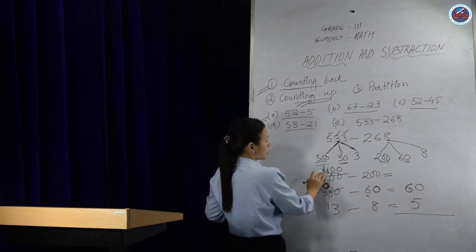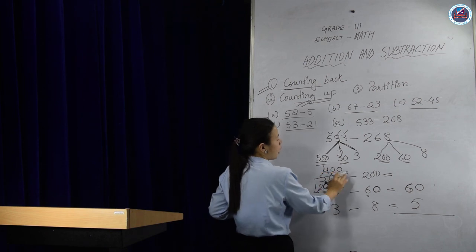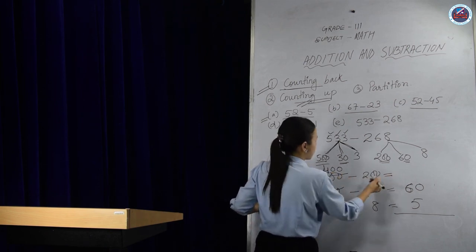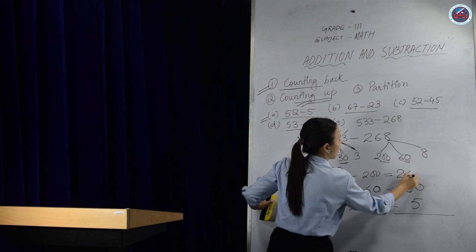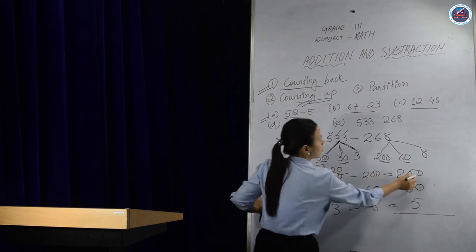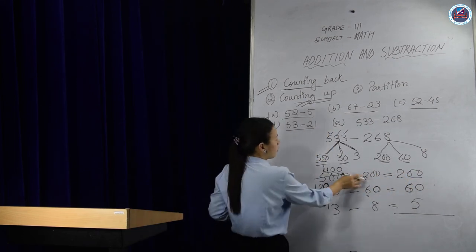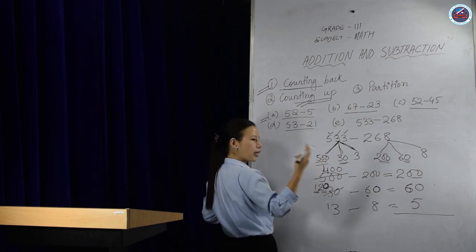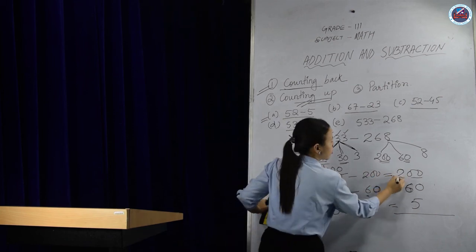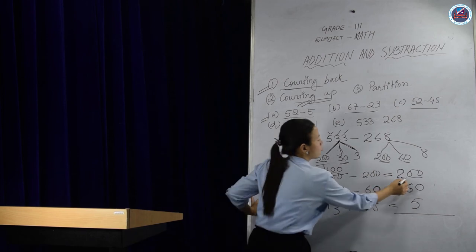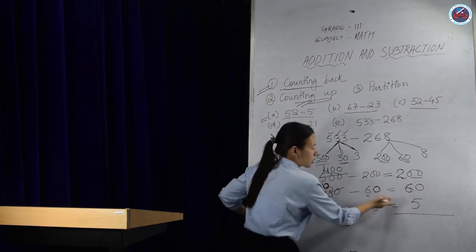Now let's go with the hundreds. That is 400 minus 200 is how much? We get 200. So write 0, 0. Double of 2 is 4. So from 4, if you take away 2, remaining is 2, another 2. That is 200. Done with the subtraction.